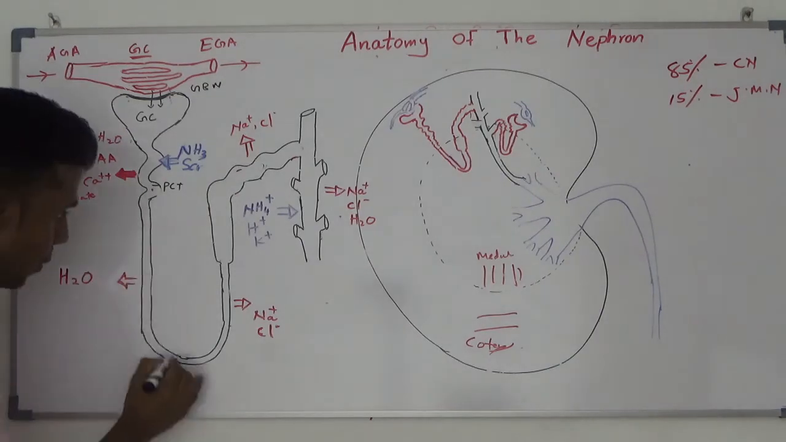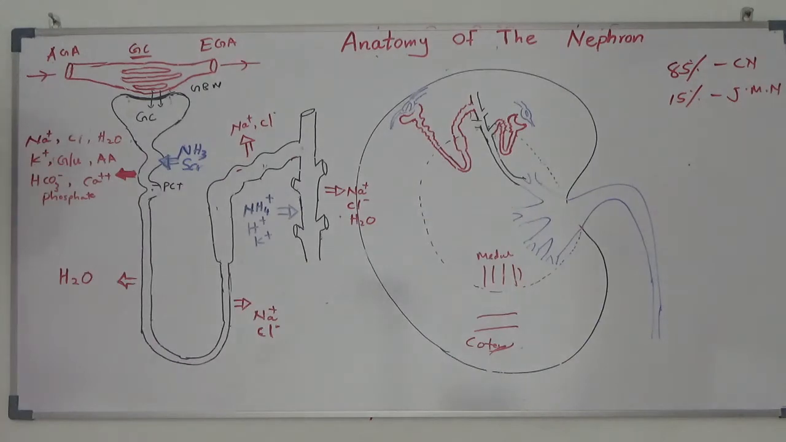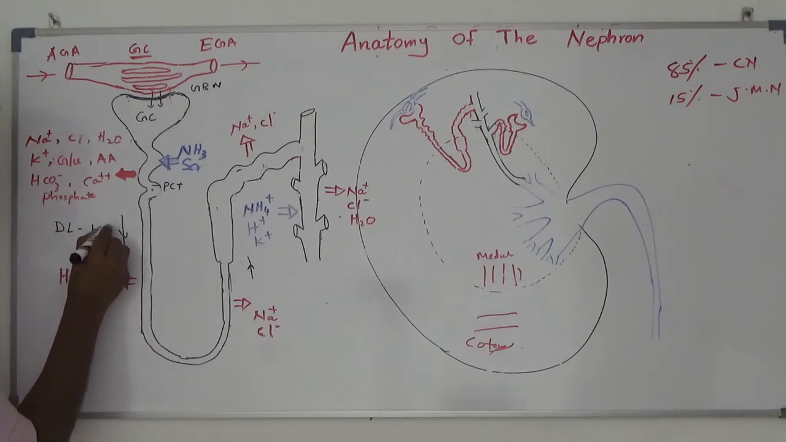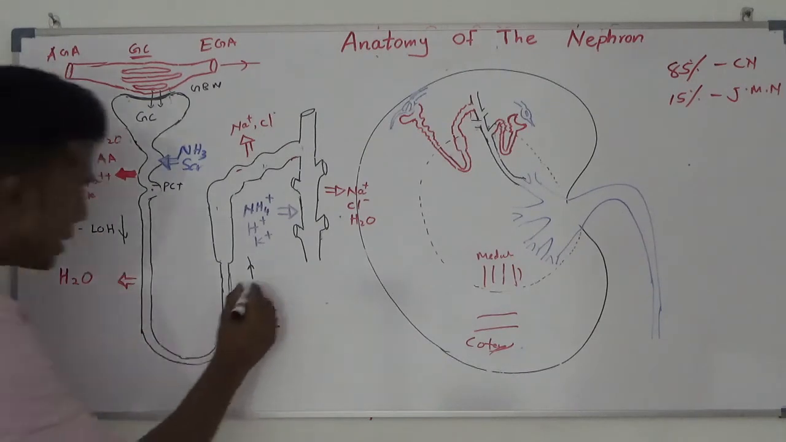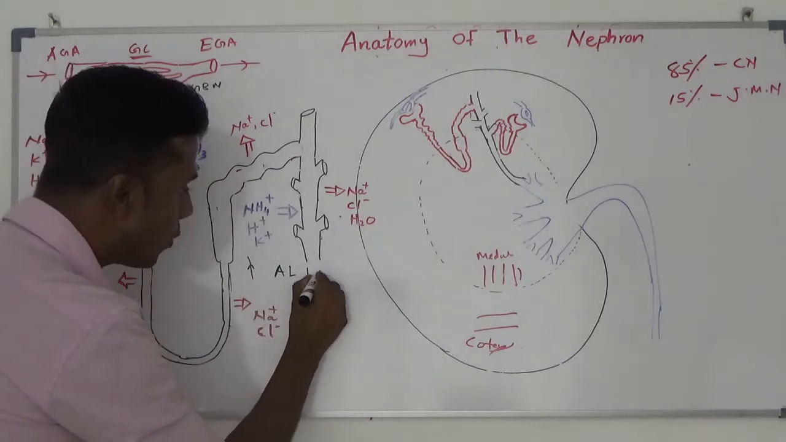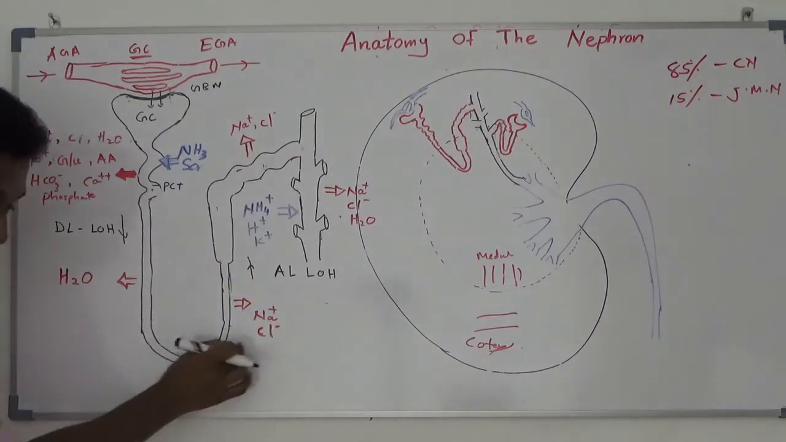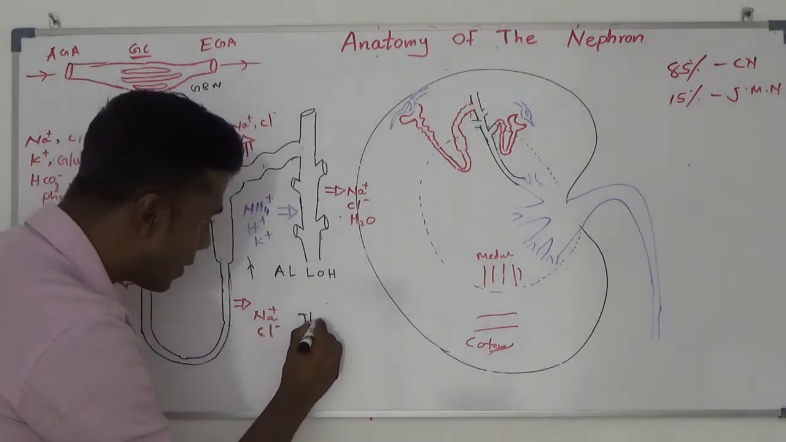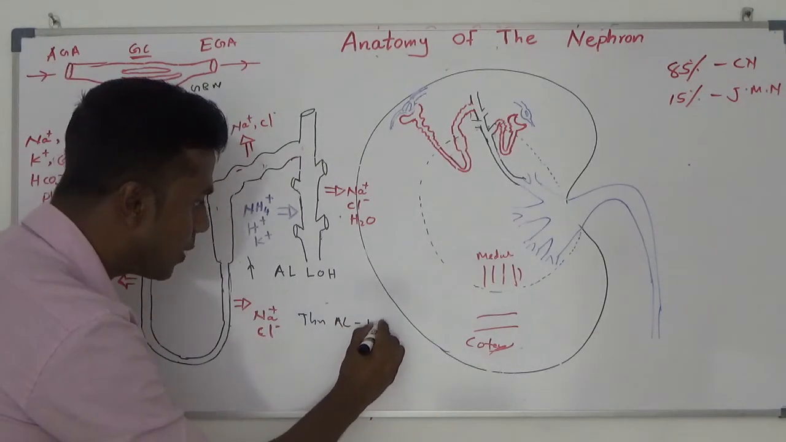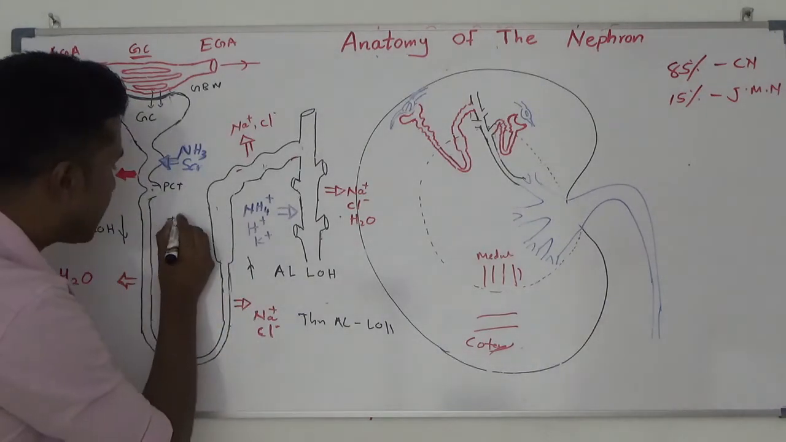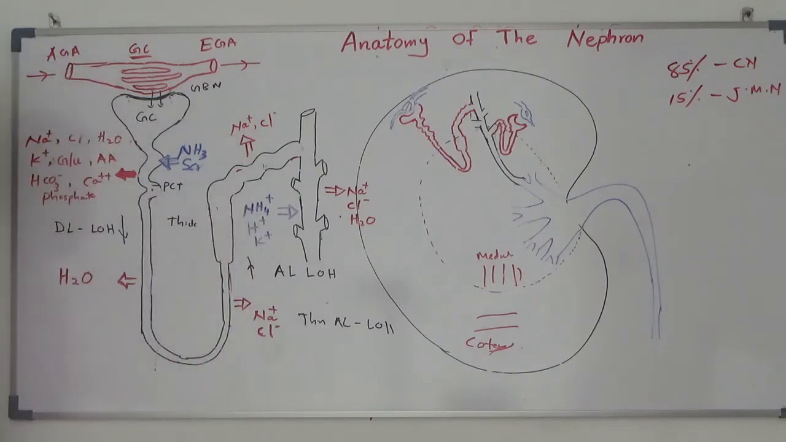This one is called the loop of Henle. This one is the descending part of the loop of Henle, and this one is the ascending part. So we call this part the descending limb of the loop of Henle, and this one the ascending limb. The initial ascending part is thin, so we call it the thin ascending limb of the loop of Henle. From here to here it is thick, so we call it the thick ascending limb of the loop of Henle.